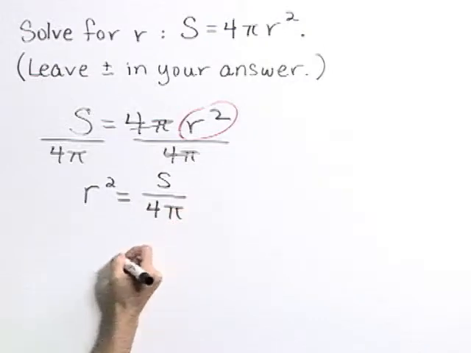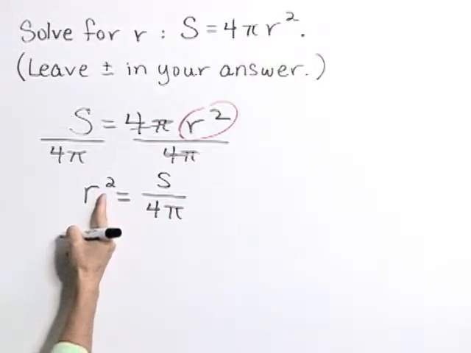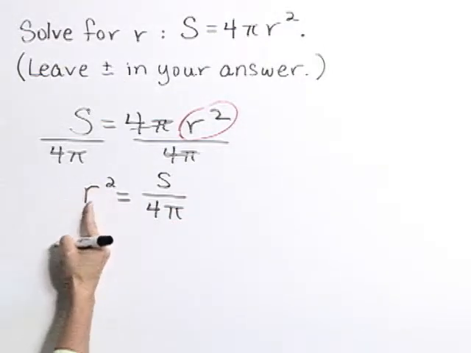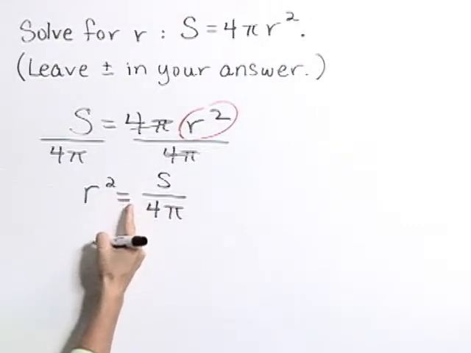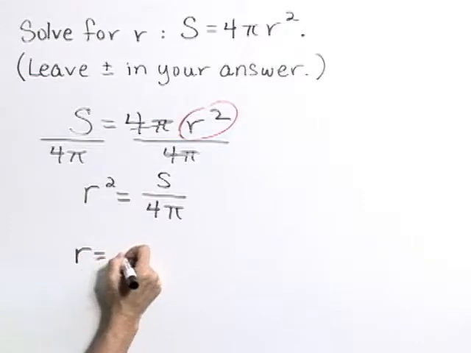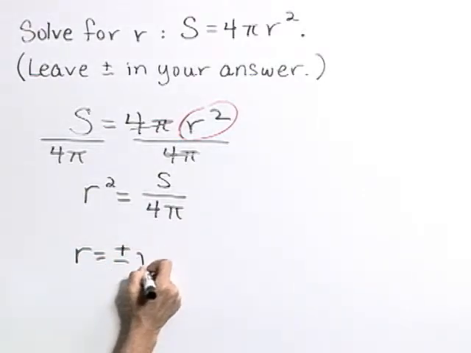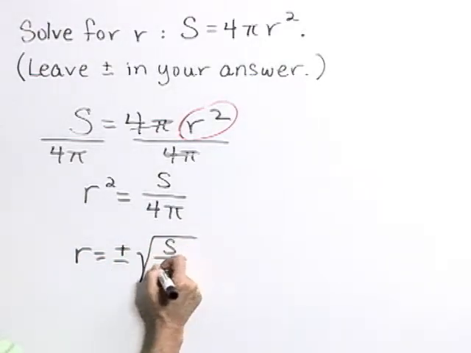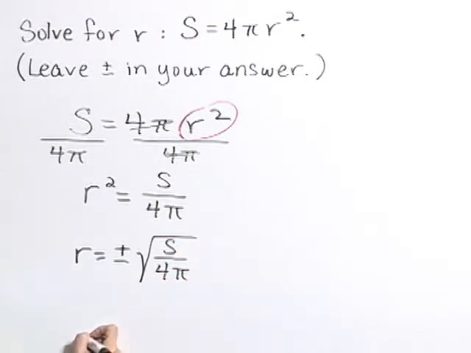4 pi. Now we want to take the square root of both sides to get r by itself and consider both our plus and minus, our positive and negative roots. So r is equal to plus or minus the square root of s over 4 pi. Let's simplify this a little bit.